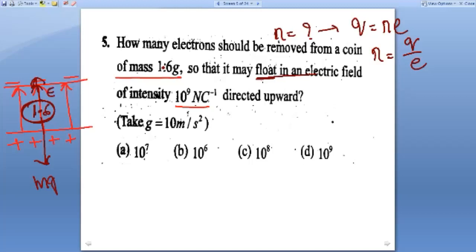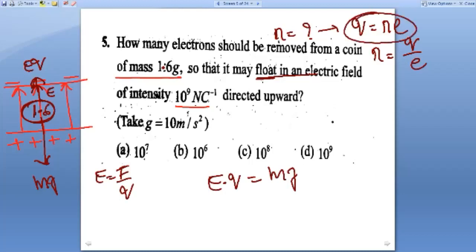So let's see the equation. E is equal to F by Q. Then F is equal to E into Q. Both these two forces are in opposite directions, so E into Q is equal to mg. But Q is not there. Q is equal to N into e, so put Ne instead of Q. E into Ne is equal to mg.